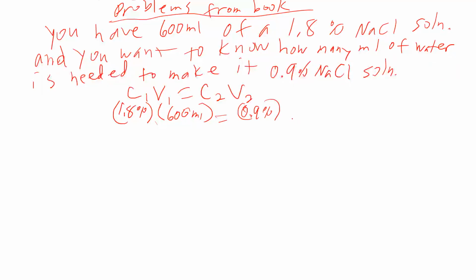And how many mils of water is needed to make it a 0.9% solution? Okay, so that's V2. So now we calculate for V2, which is 1.8 times 600 over 0.9. Okay, and that would be 1200 mils.